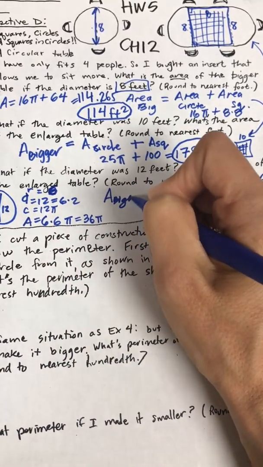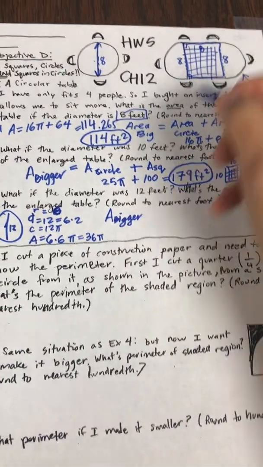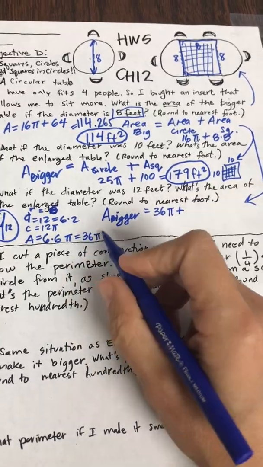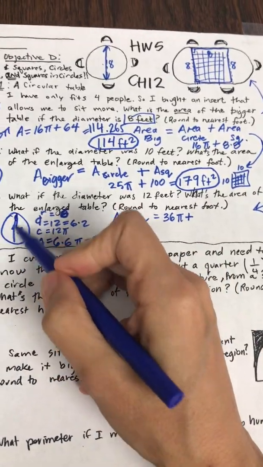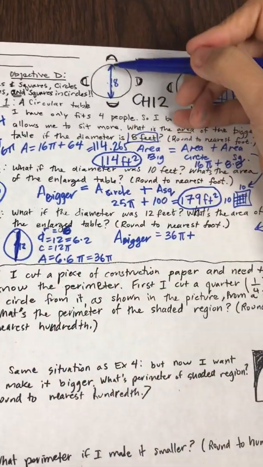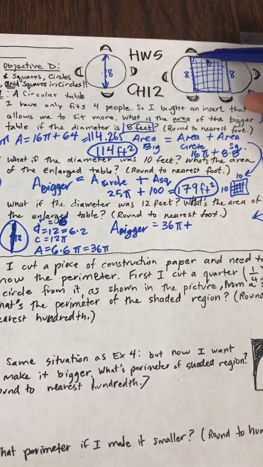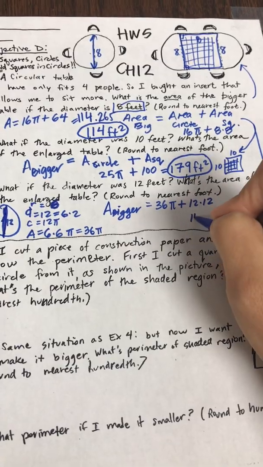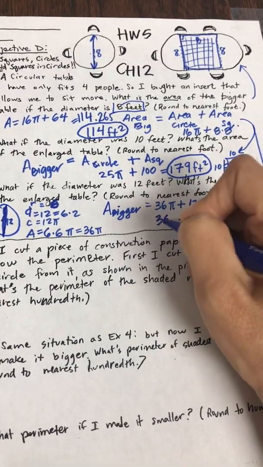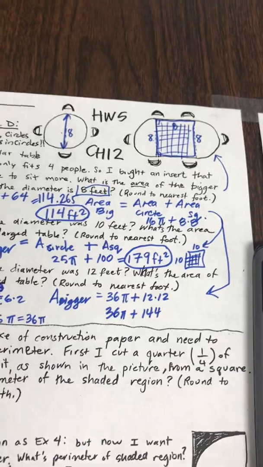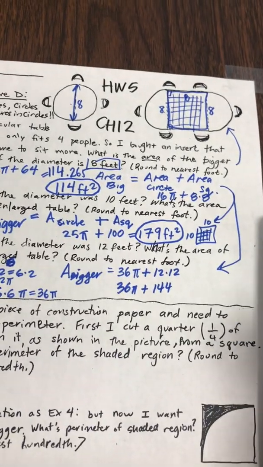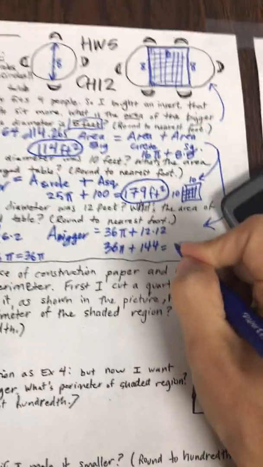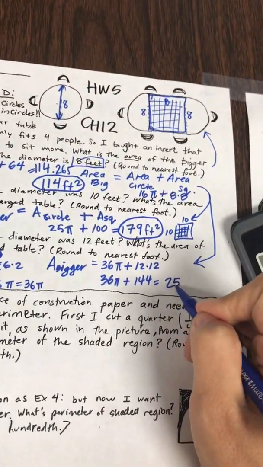So the area of the bigger table, when we've enlarged it, would be 36 pi plus my square. So my square here would be 12 is the diameter, so instead of 8, that would be 12. So I'd have 12 times 12, and 12 times 12 would be 144. So hopefully this is matching what you wrote. Cool, right? These are really cool questions. One of my favorites.